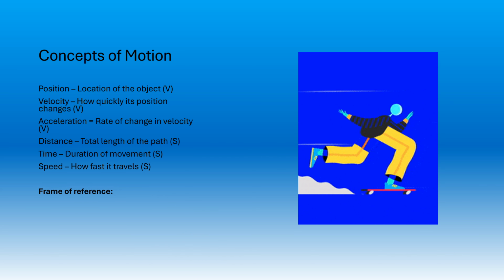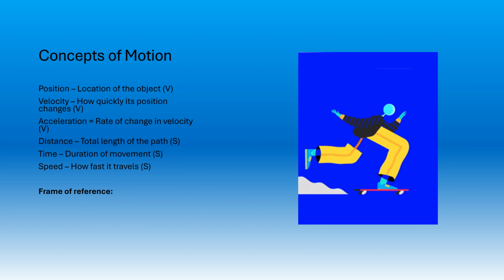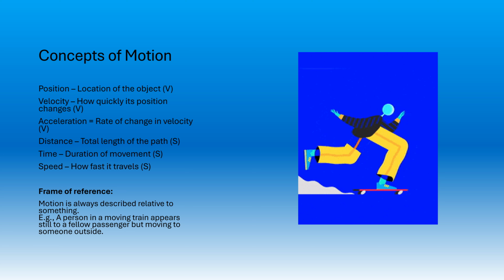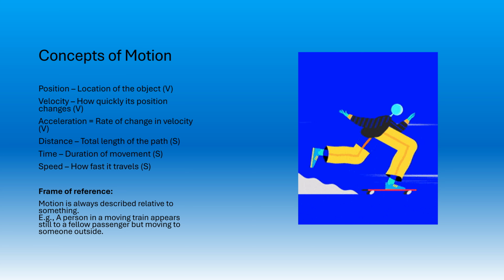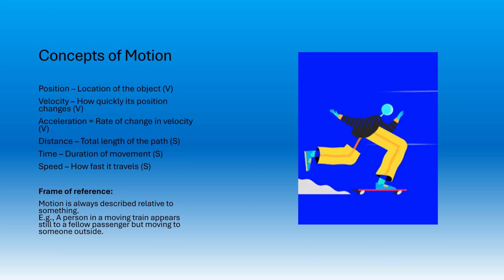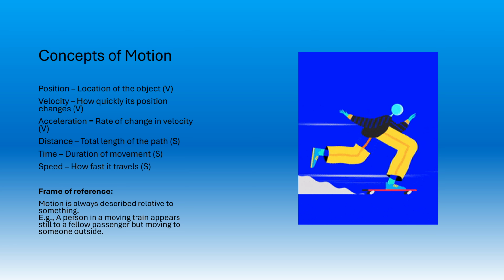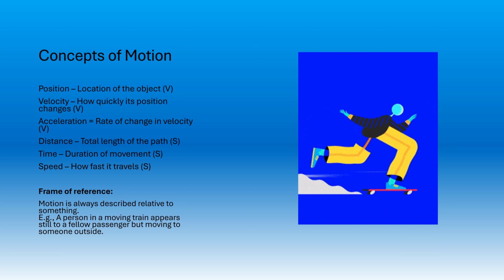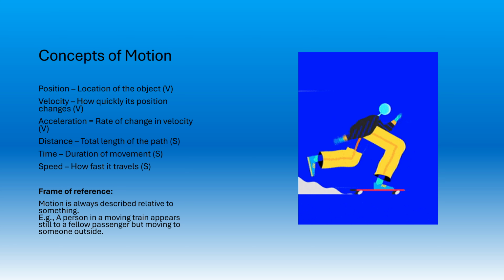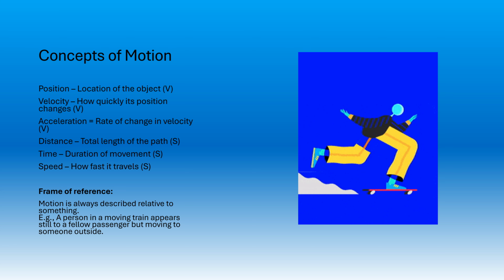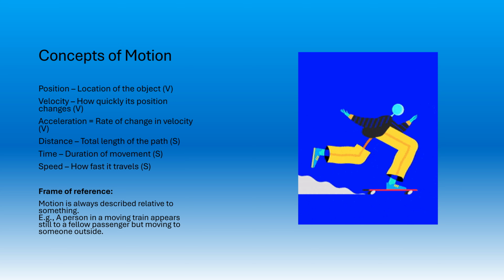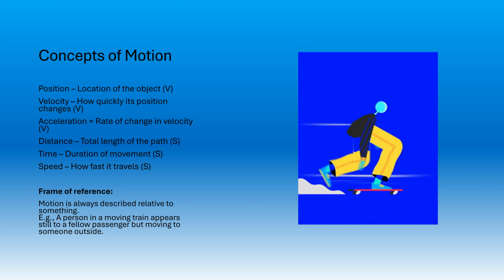Now, the frame of reference. It's important to understand the frame of reference because motion is always described relative to something else. For example, a person sitting in a moving train might appear still to a passenger, but to someone else standing outside the train, that same person is clearly in motion. This shows how different observers can perceive the same motion differently depending on their frame of reference.